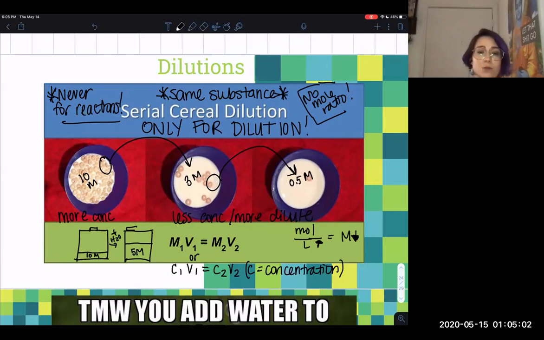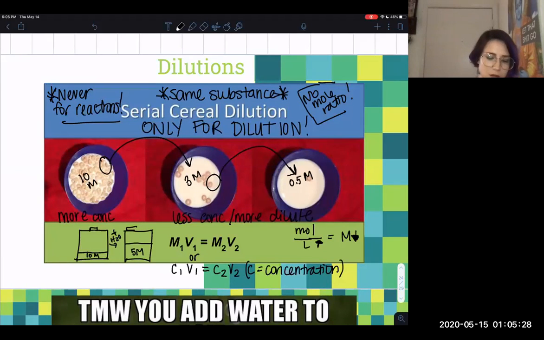Is there a way to use it with mole ratio? Yes, but just don't. Just only use it for dilutions. Promise. Only when you're doing a dilution, when you're not doing a reaction, when you have the same substance, and when you don't need a mole ratio.